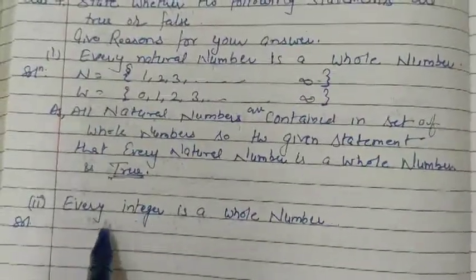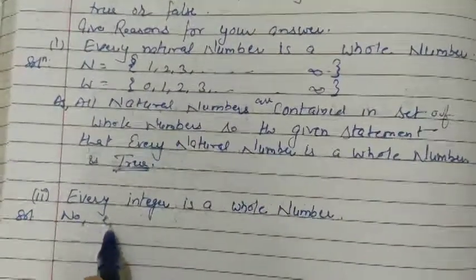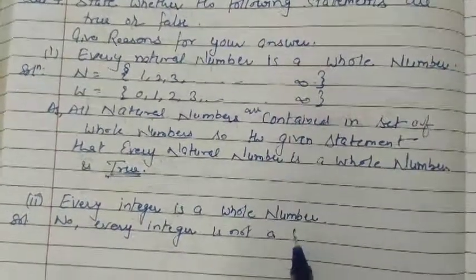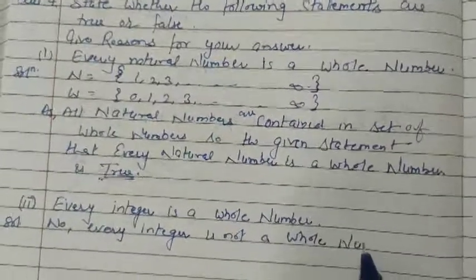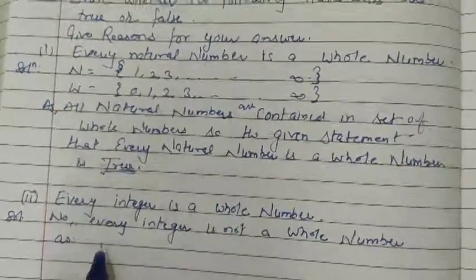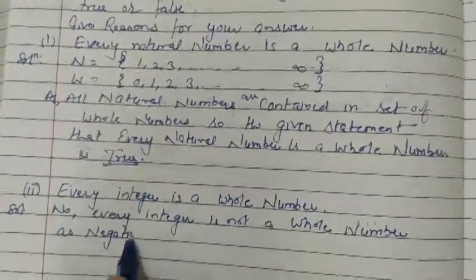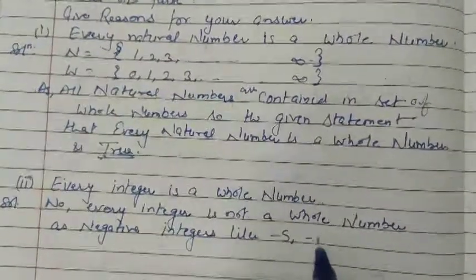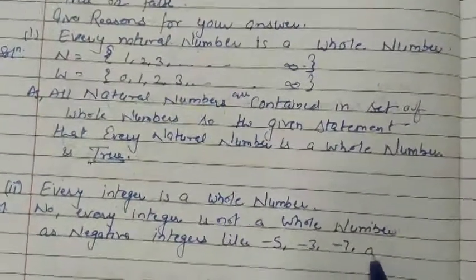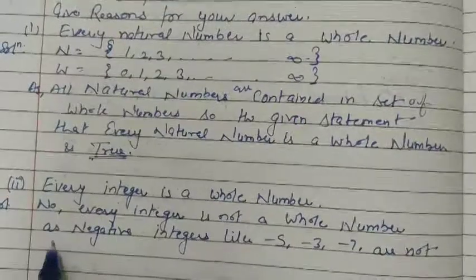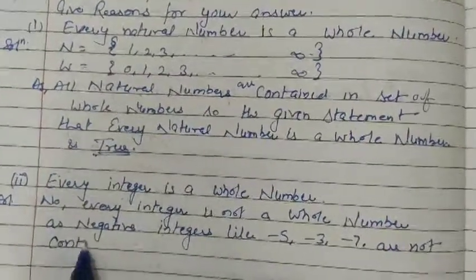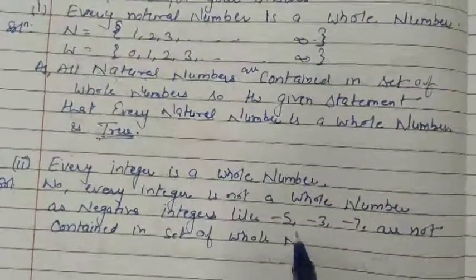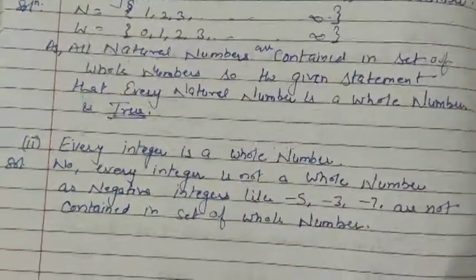So in the next statement we have every integer is a whole number. No, every integer is not a whole number, as negative integers like -5, -3, -7 are not contained in the set of whole numbers. So pause the video and note it down.